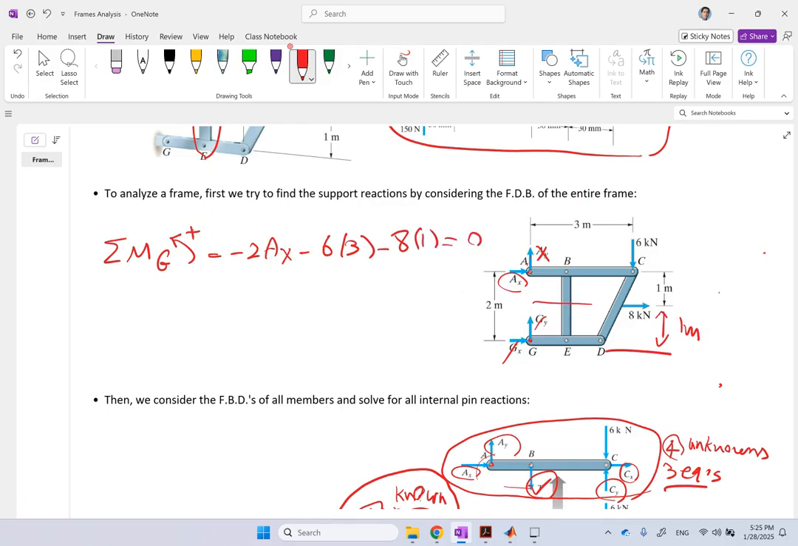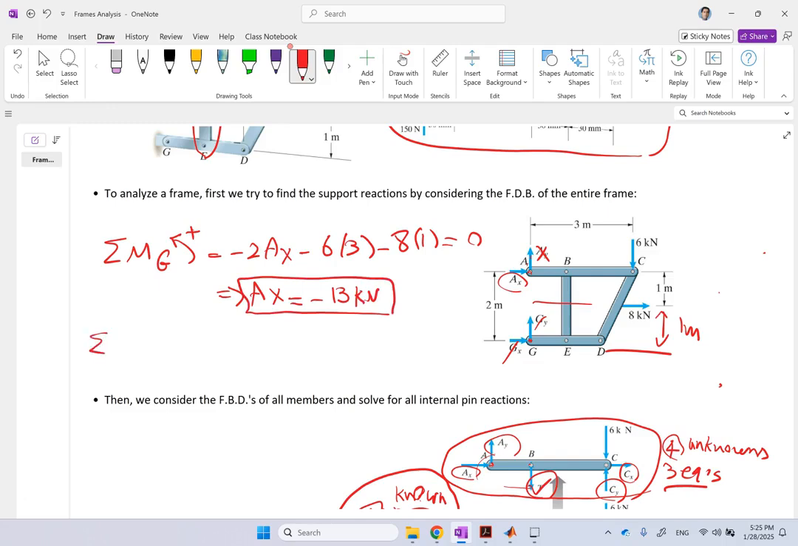This is equal to 0. And if you solve for ax from here, you are going to get negative 13 kilonewton. You see, I found one of the unknowns with only one equation.